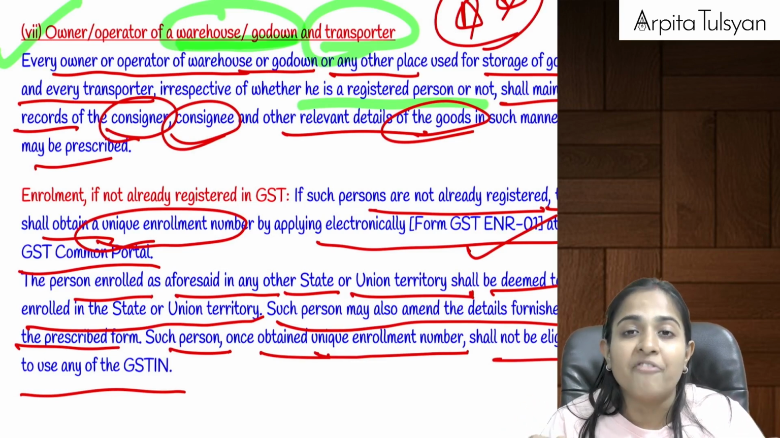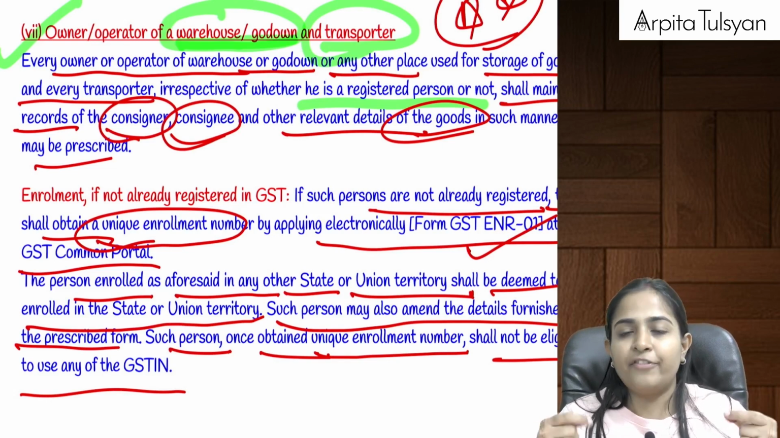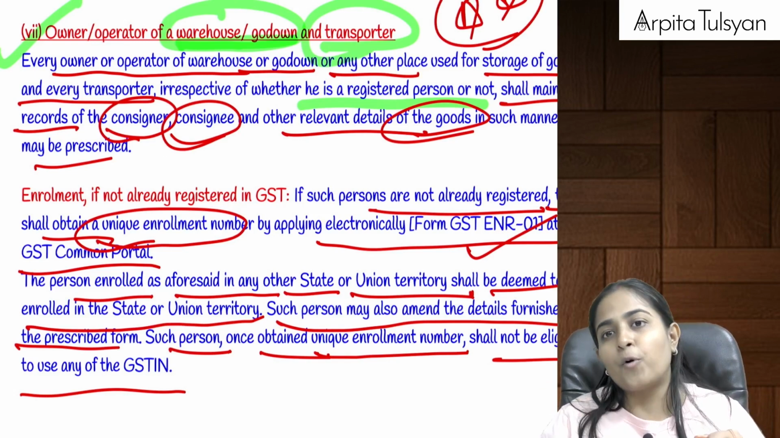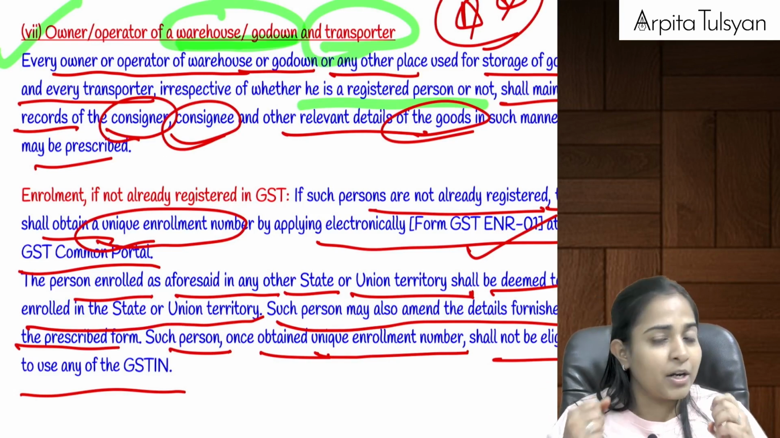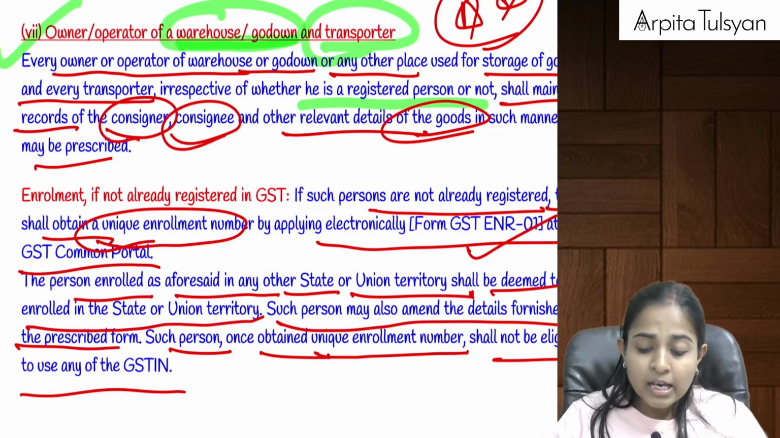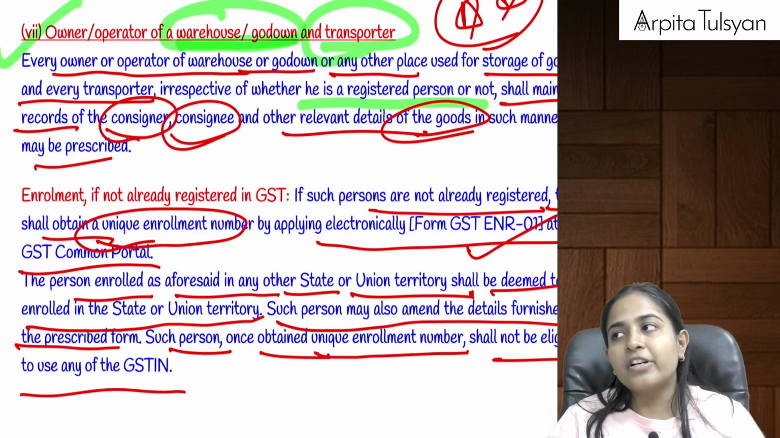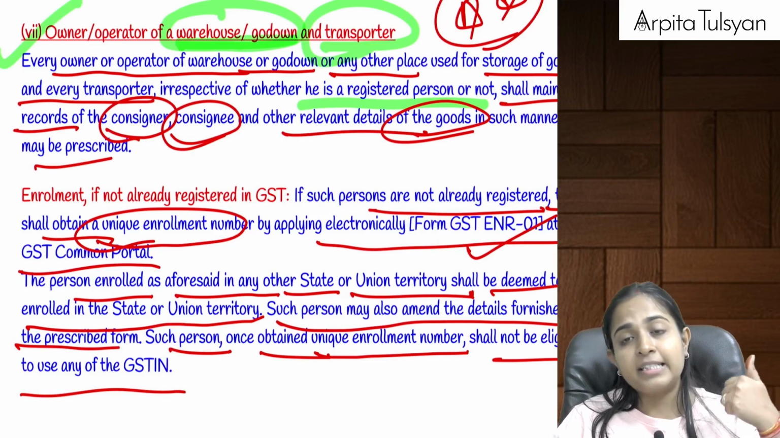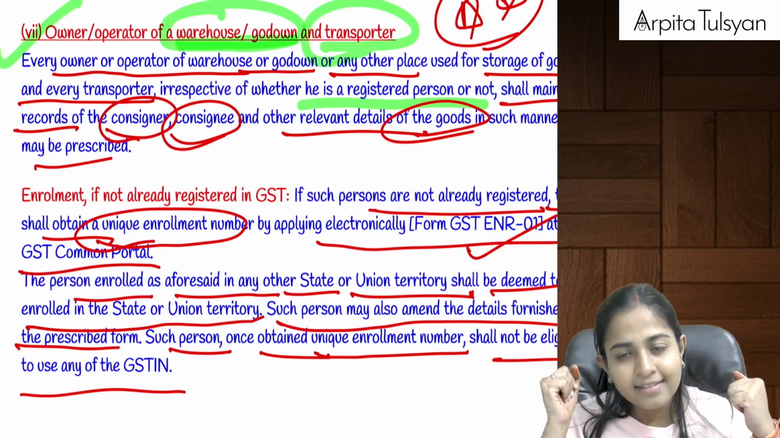identified item wise, so that during physical verification we are able to identify it item wise. If you are a transporter, then you have to maintain all the details regarding the stock of goods or value of goods that you have received. And plus, you also have to maintain the GST details of the consignor as well as the consignee.